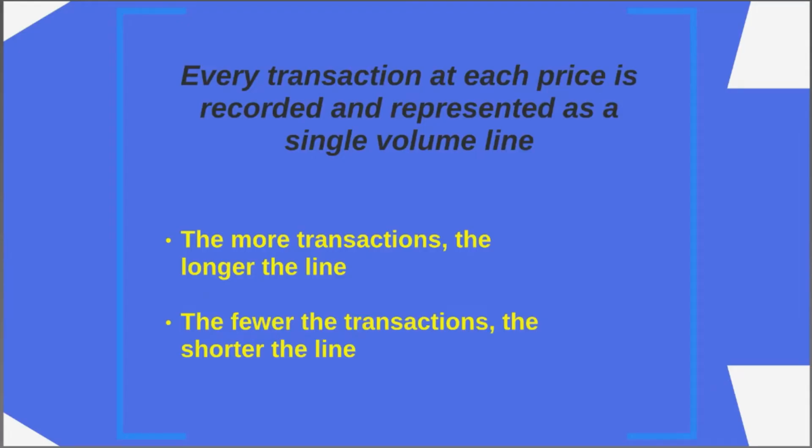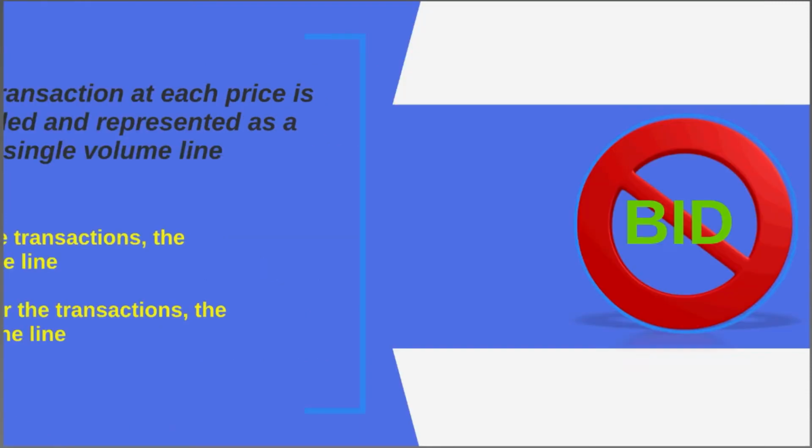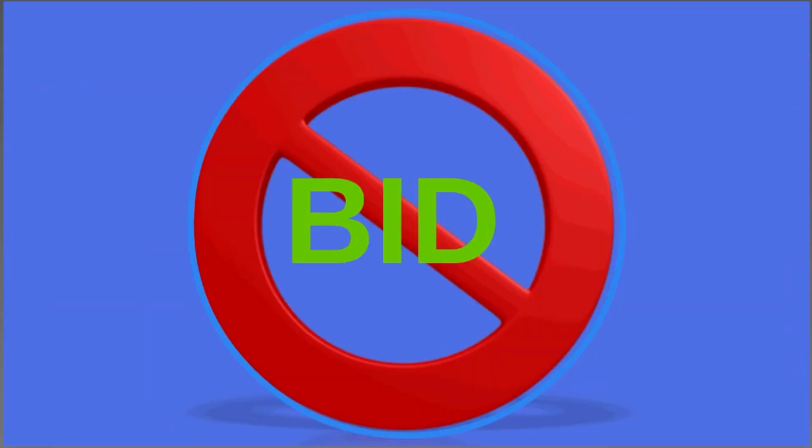So again, every transaction at each price is recorded and represented as a single volume line. The more transactions, this is really simple, the more transactions, the longer the line, the fewer transactions, the shorter the line. And that is going to give us the profile. You stack all those together and you have a profile.